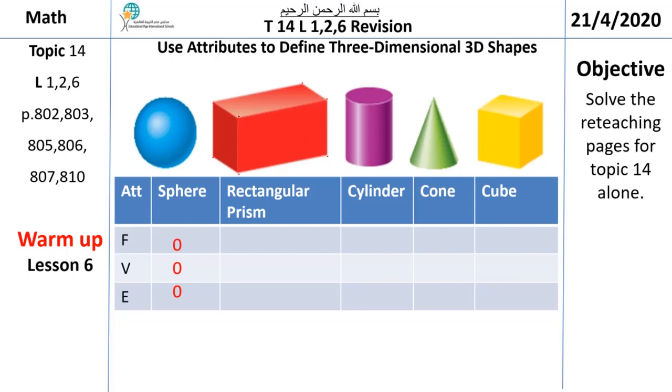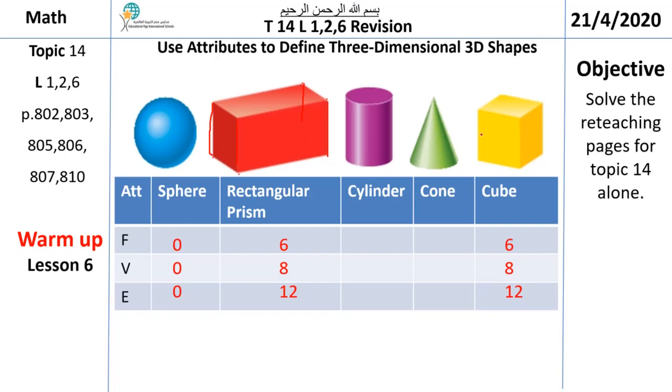What about the edges? The lines, the sides, how many? We have 4 lines at the top. We have 4 lines at the bottom. And we have the lines in the middle that are holding those 4 and 4 together. So 4 and 4 is 8 and another 4, so it is 12. So FVE for the rectangular prism was 6, 8, 12. Remember? FVE 6, 8, 12. And we said that the rectangular prism and the cube have the same exact attributes, 6, 8, 12, but the faces of the cube are squares.